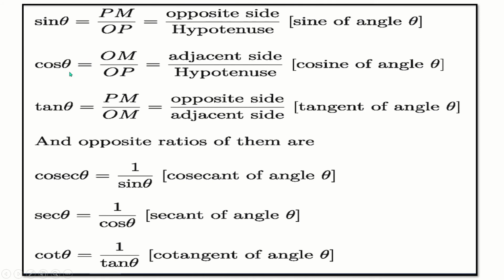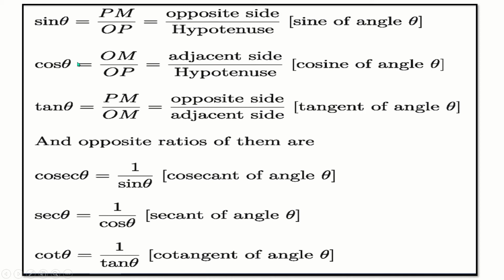Cos theta you have to read as cosine of angle theta, tangent of angle theta, and more. Cosec means cosecant of angle theta, sec, secant of angle theta, and cot, cotangent of angle theta. That means cot is a short form of cotangent. Sec is a short form of secant. Cosec is a short form of cosecant. Tan is a short form of tangent. Cos is a short form of cosine, and sin is a short form of sine.